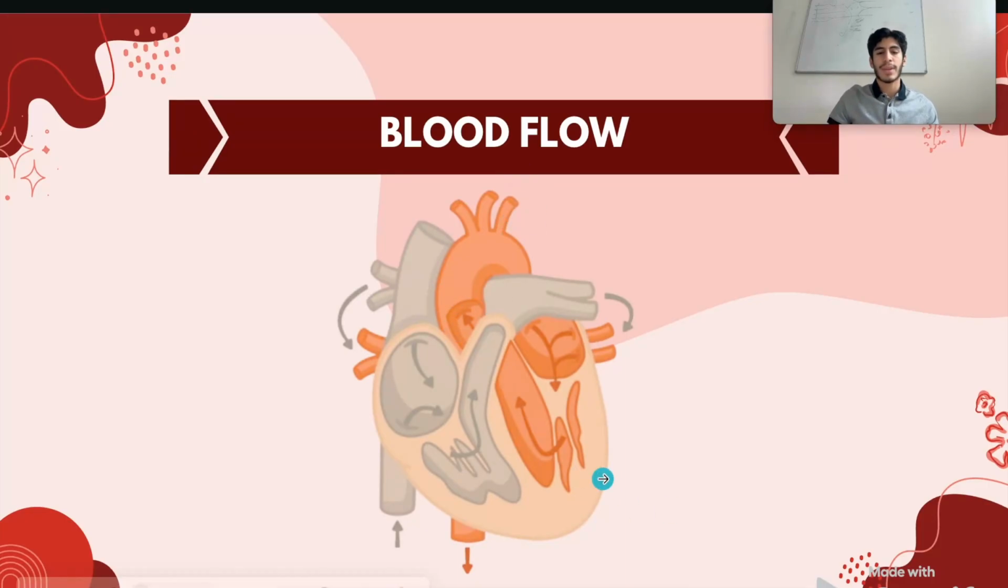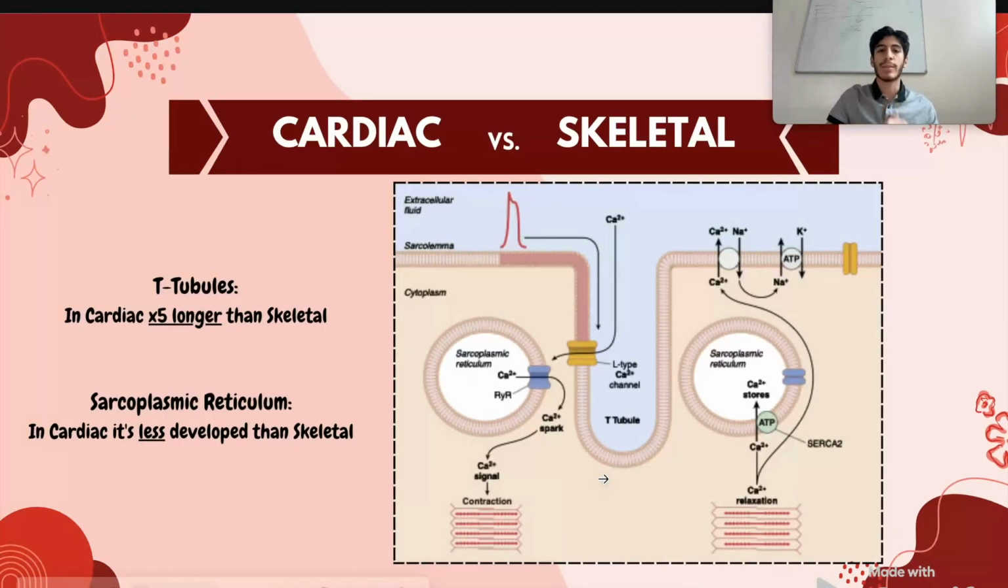All right? Okay. Now let's talk about the cardiac versus the skeletal histology, just a tiny bit. So there's two T tubules. These are T tubules. They're basically like invaginations into the cell membrane, and then in the cardiac cells, the cardiomyocytes, the T tubules are 5 times longer than the skeletal, and the sarcoplasmic reticulum is less developed than skeletal. That's what the doctor explained to us.